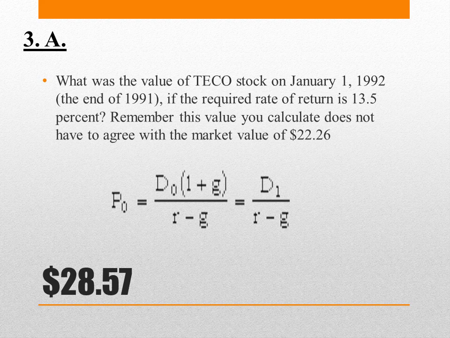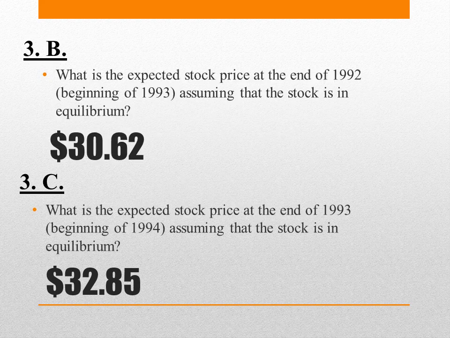Using the formula shown, I was able to find the present value of the stock, which is $28.57. That was the expected stock price at the end of 1992. I was able to use that just like I found the previous one, which was $30.62, and same with 3C. For the next year it was $32.85.